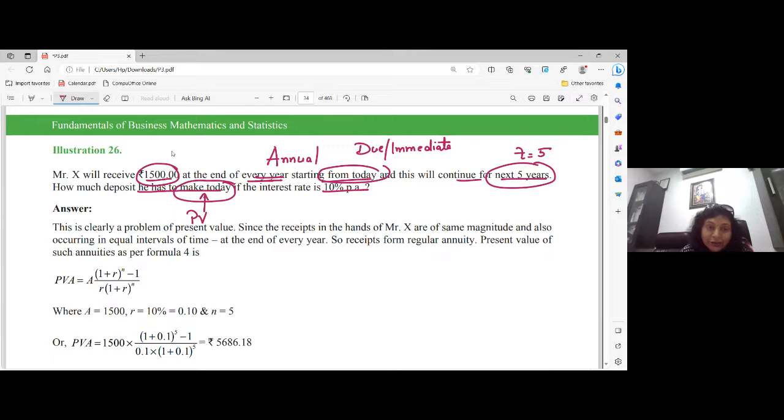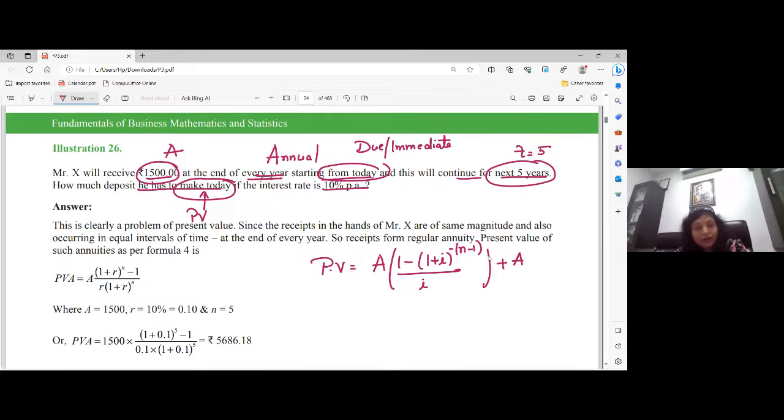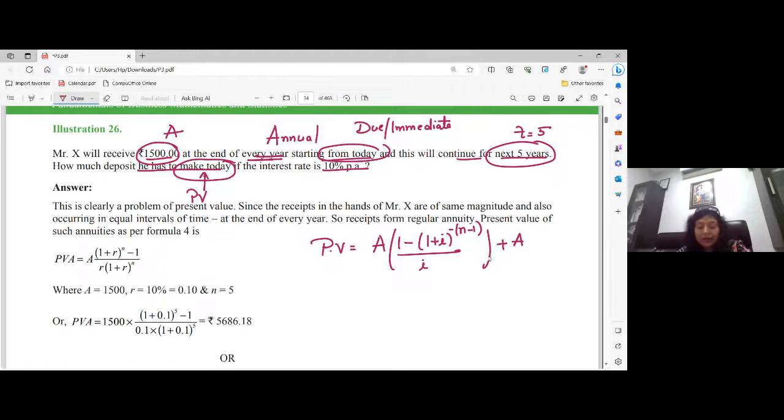So 1500 is your annuity. I have told you the formula. Present value of annuity due or immediate is A times (1 minus (1 plus I) power minus (n minus 1) years) upon I, plus A. This is the formula for present value of annuity in case of due or immediate. So annuity is 1500, 1 minus rate of interest is 10%, that is 1.1 power minus, total time period is 5 years, so n minus 1 becomes 4 years, upon 0.1, plus 1 installment you have to add.